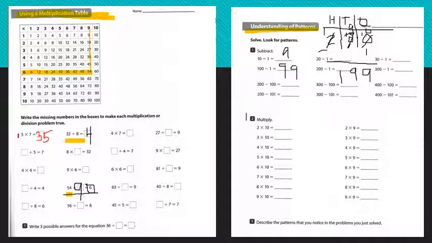This next part of this page is just multiplying. So you're multiplying 2 times 10, 3 times 10, 4 times 10. If you need help with that, you can look back at that multiplication table on the previous page. And then finally, number 3 says describe the patterns that you notice in the problems you just solved. So I want you to go ahead and look at all of your answers and see what patterns you notice. What similarities do you notice?